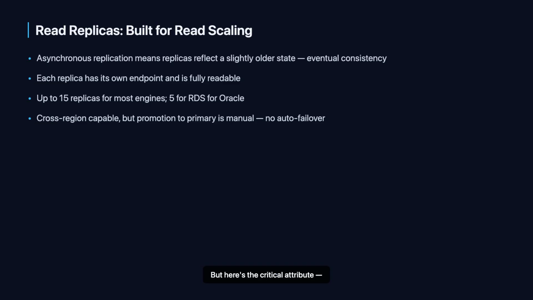But here's the critical attribute. If the source fails, a replica does not promote itself. Promotion to a standalone primary is a manual, deliberate action. There is no automatic failover.